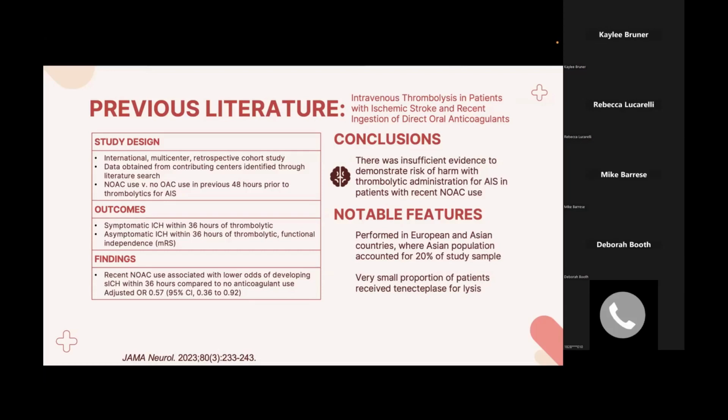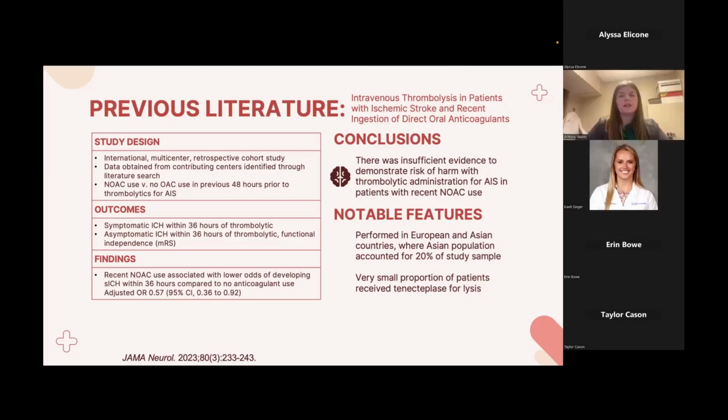Similar to the previous study, the primary outcome was symptomatic intracranial hemorrhage within 36 hours of that thrombolytic administration, and the investigators ultimately concluded that based on adjustment for stroke severity, NOAC use was not significantly associated with an increased risk of harm with the receipt of thrombolytics.